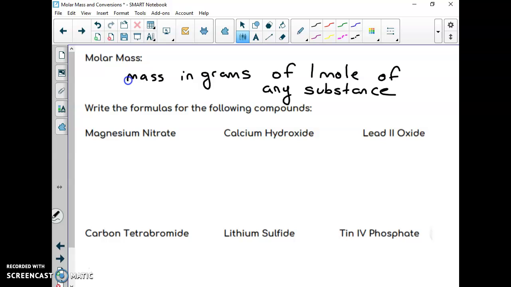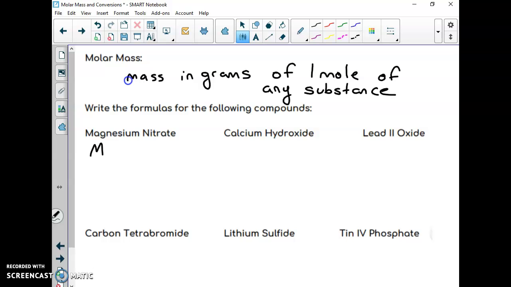So the biggest thing for any of these, we got 6 different compounds labeled here, is we need to know what the formula is. If we don't know exactly what makes up a certain compound, it's going to be kind of hard to figure out how much 1 mole of that compound would weigh. So we'll look at the first couple here, and I'll set you up for the rest.